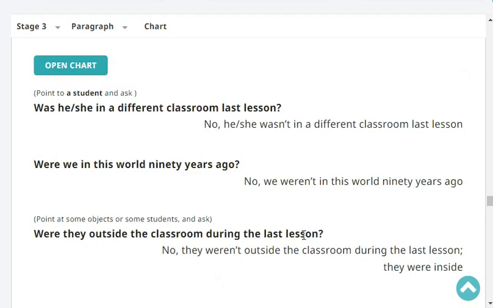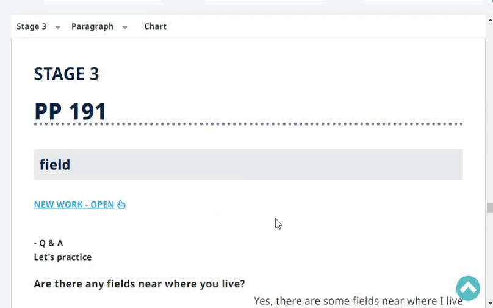Were they outside the classroom during the last lesson? No, they weren't outside the classroom during the last lesson. They were inside. Very good.